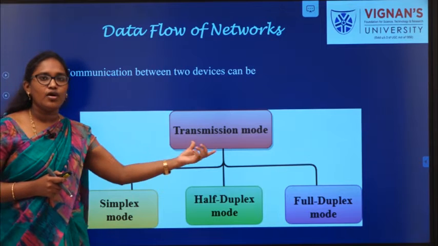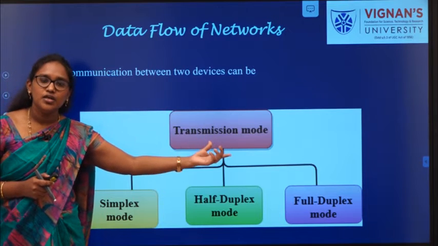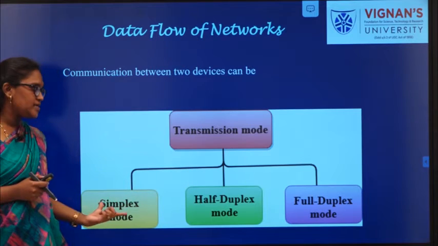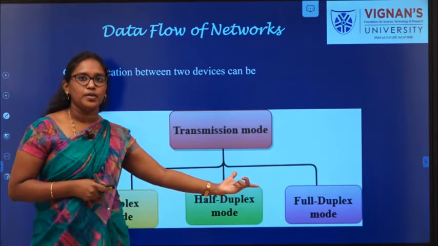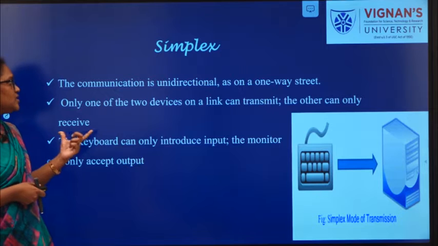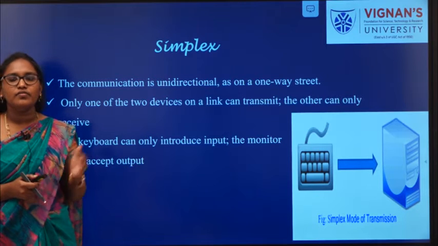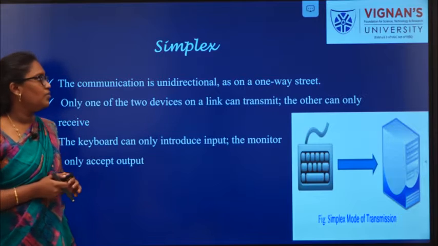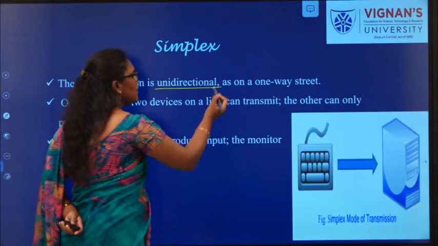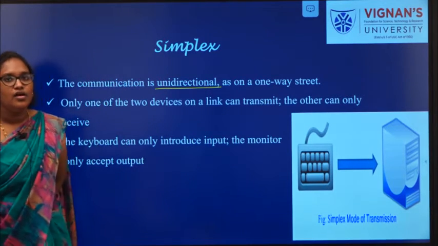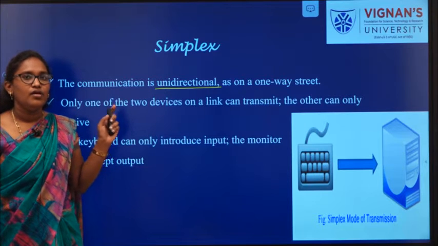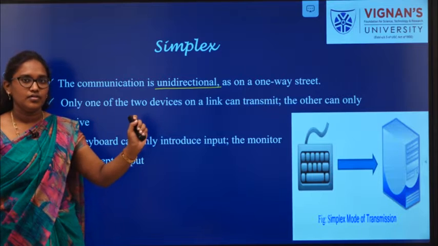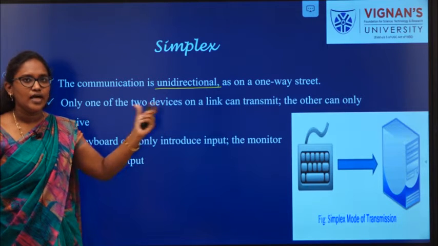So, the data flow of a network or transmission mode is classified into 3 types again. One is simplex, half duplex and full duplex. First one is simplex. So, always remember, whenever you are saying it is a simplex transmission mode, then the communication will be unidirectional. What is the meaning of unidirectional? When we are saying the communication is one-sided, then it is called as an unidirectional.